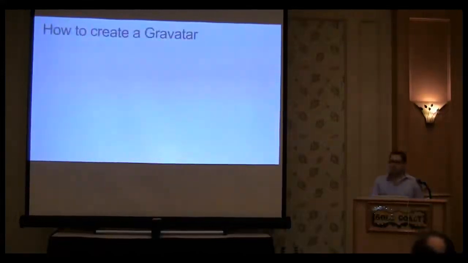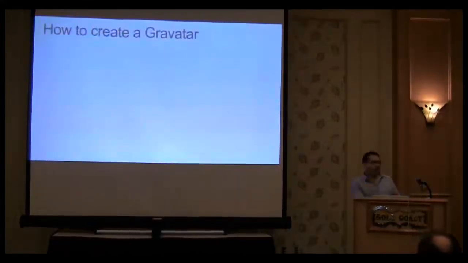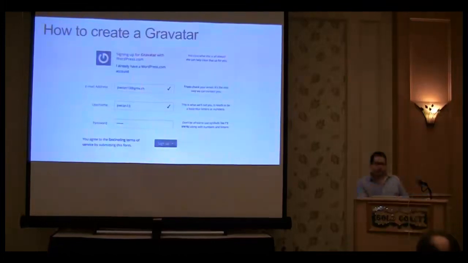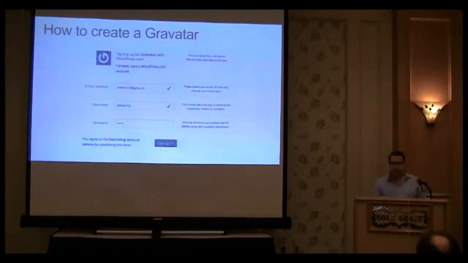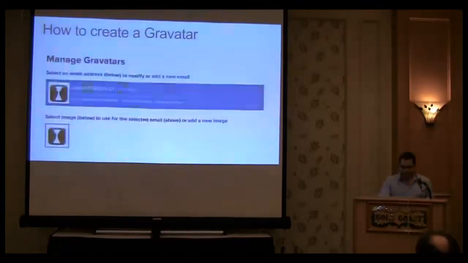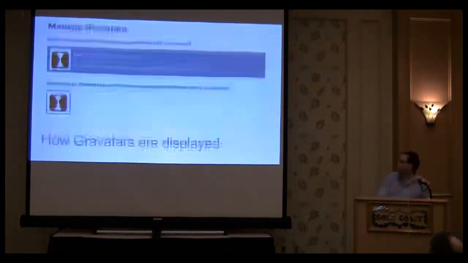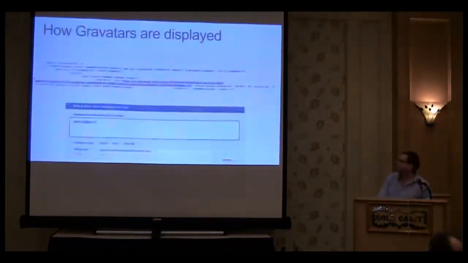So if you want to have your Gravatar, what do you do? You just go to gravatar.com. If you don't already have one, you create a WordPress profile, and then you upload an image. So you upload your image, and then it will be used on every site where you go.